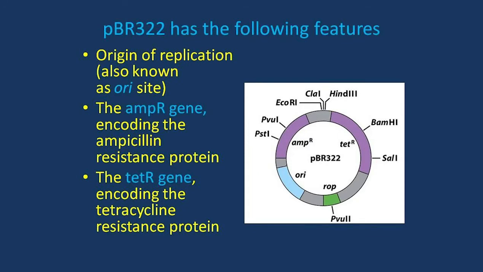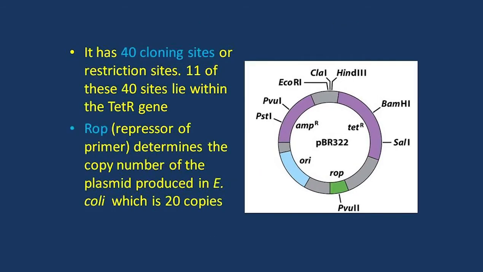The next character is the ampicillin resistance gene or AmpR, which codes for an enzyme that breaks down the antibiotic ampicillin. The next character is the tetracycline resistance gene, which codes for an enzyme that breaks down the antibiotic tetracycline. Both of these are called marker genes because they are used to identify E. coli cells which contain the foreign gene. pBR322 has 40 cloning sites or restriction sites.